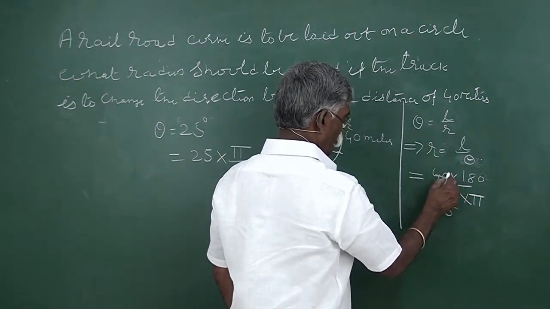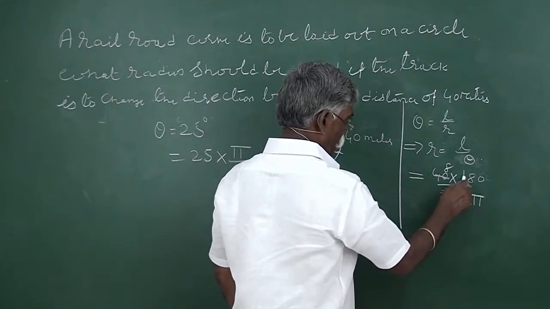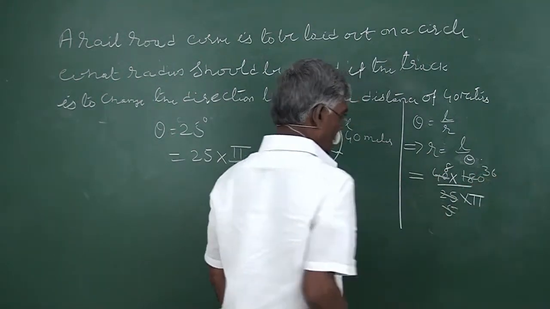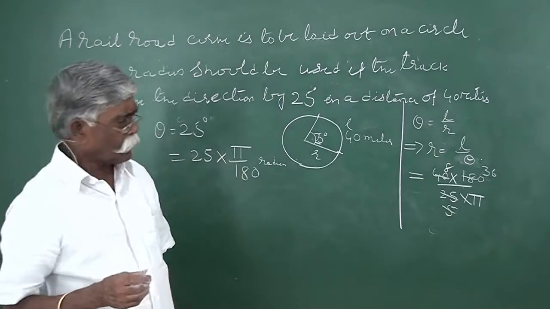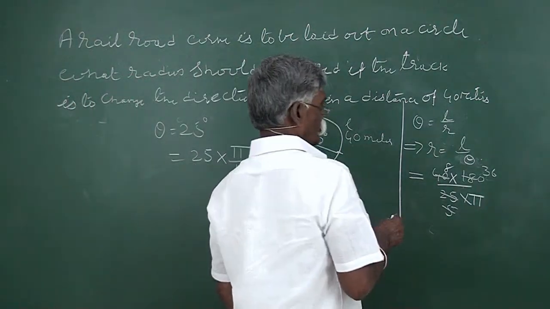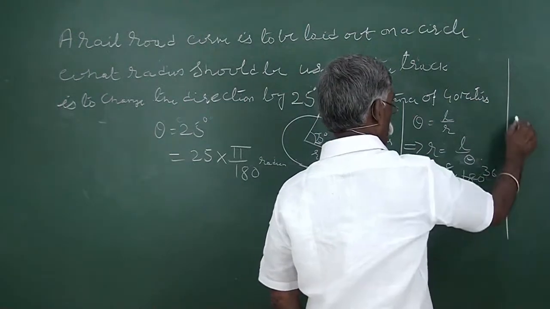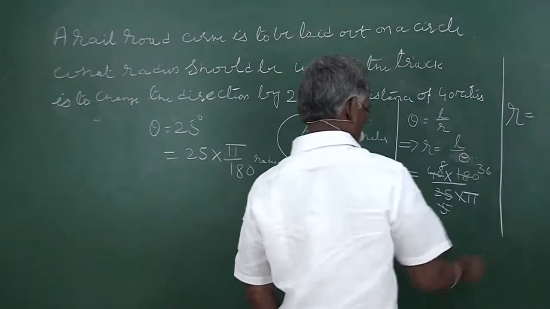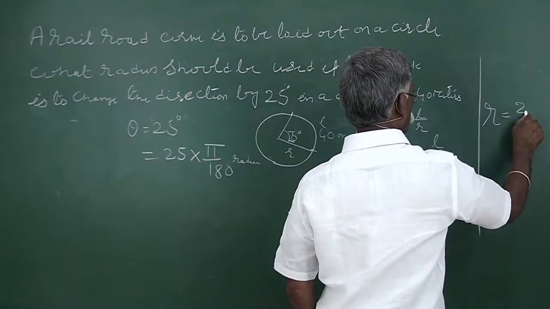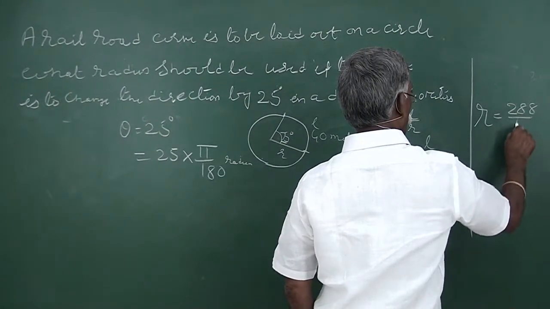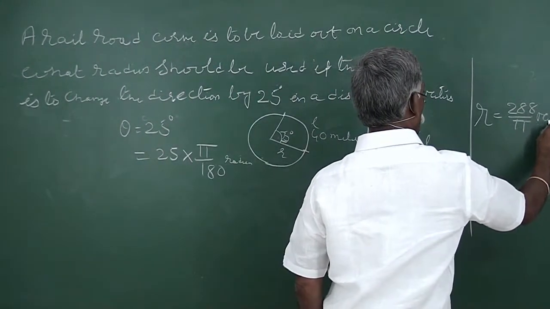Five fives, 5 eights, and 5 goes 36 times here. So 8 into 36. So finally R is equal to 288 by pi meters.